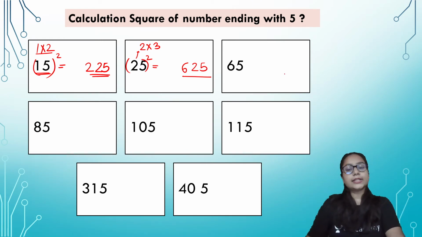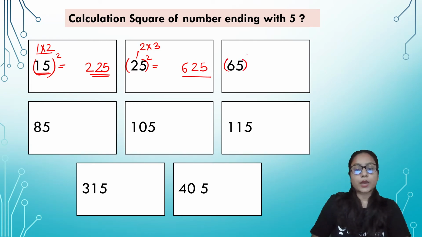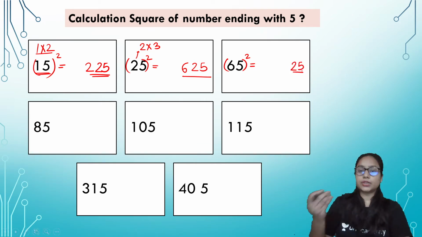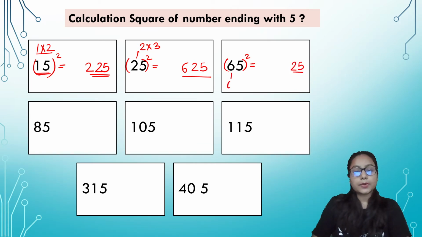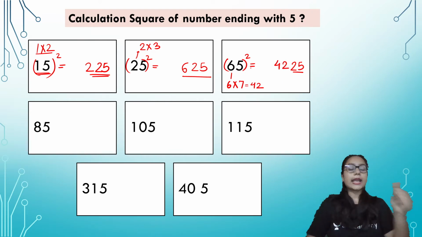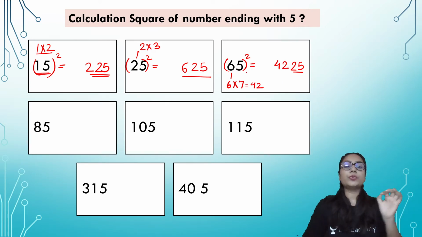Now let us check another one, that is 65. Find the square of 65. For this also I write 25 on the extreme right. Remaining number 6, multiply it with 7. What do you get? 42. So this will be 4225. So guys, you can do this in just 15 to 20 seconds.